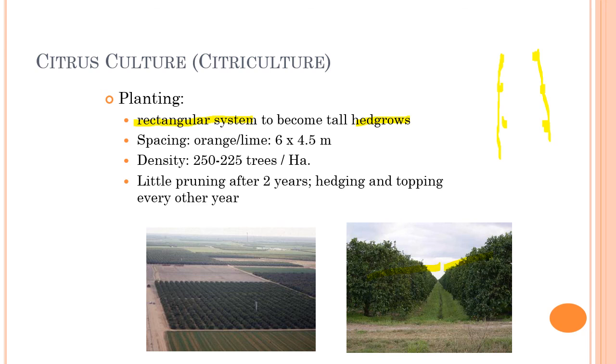The space is about 6 by 4.5 meters between trees. Usually the density is 250 to 225 trees per hectare. So this is actually a high density orchard. It does require, as we mentioned before, not too much pruning for citrus, except for cleaning, topping, and hedging. Otherwise, the citrus will do fine without much pruning.